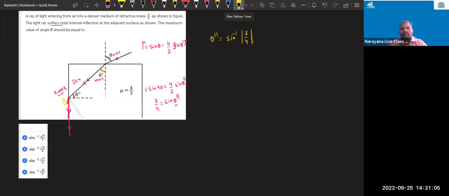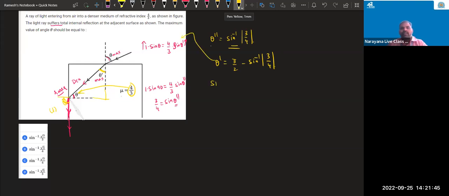Why are you writing only to the side? This is refraction, air 1 only, no? 1 into the angle of refraction 90, no? 4/3 into sin theta double prime. I wrote it already. Yes or no? Then what is the theta prime value? Tell me. 90 minus sin inverse of 3/4, no? Correct or not?